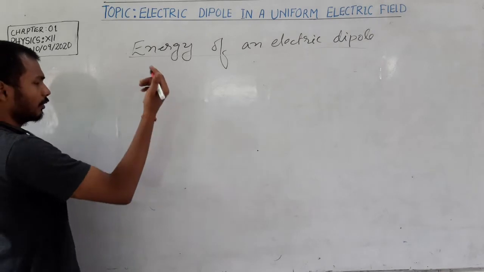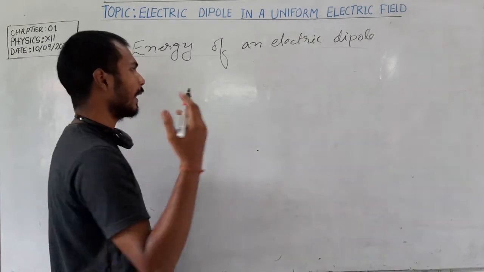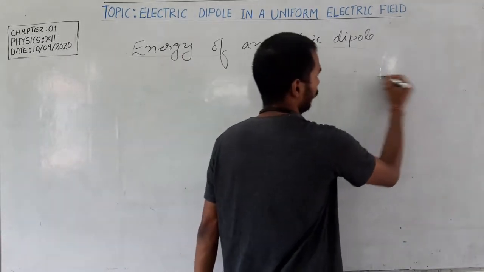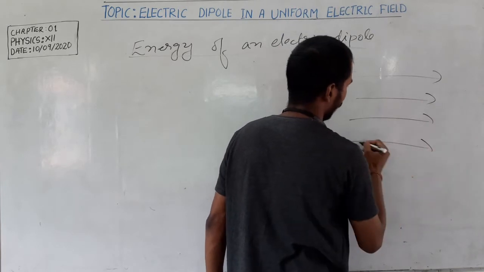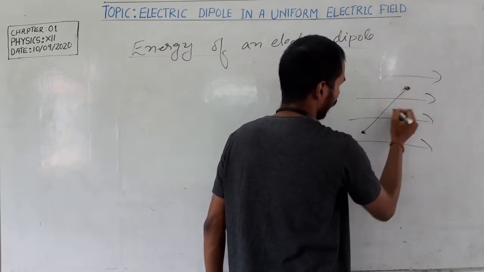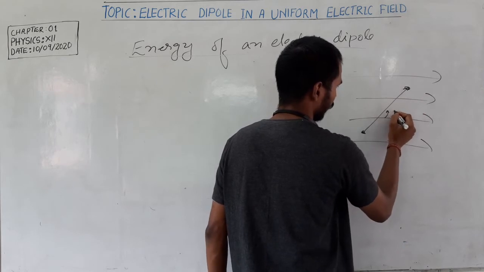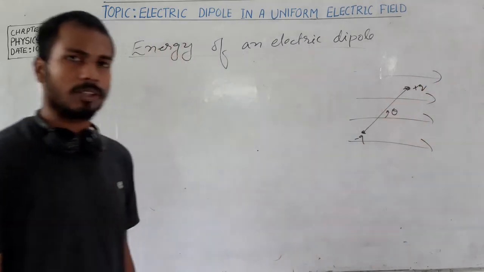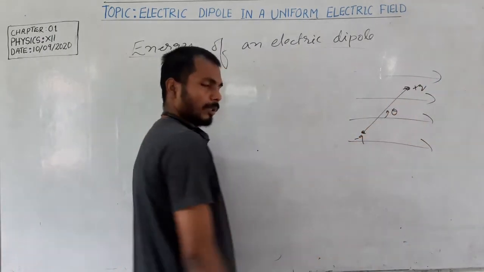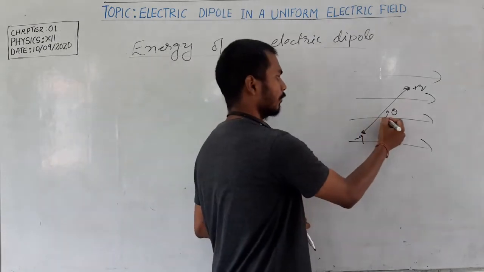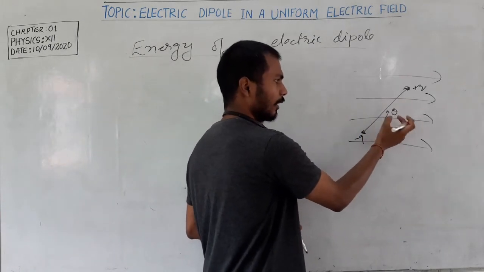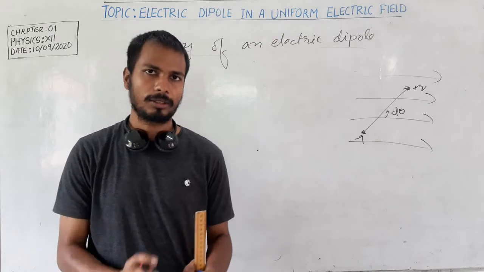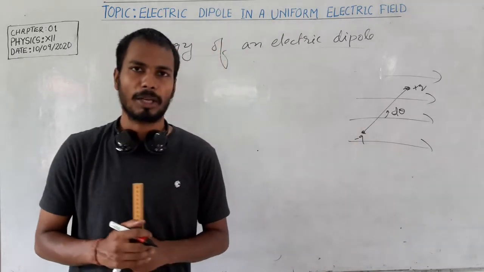So we know, say for example, a dipole is twisted to an angle theta when it is placed inside the uniform electric field. Theta is the displacement. When the dipole is placed inside the uniform electric field, it is displaced by a small amount, that is d theta. d theta is the displacement.